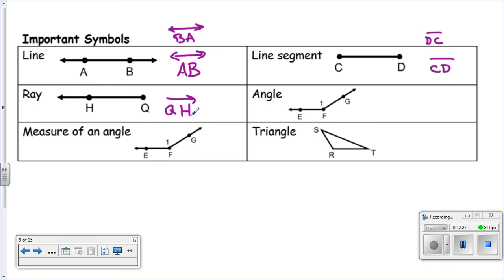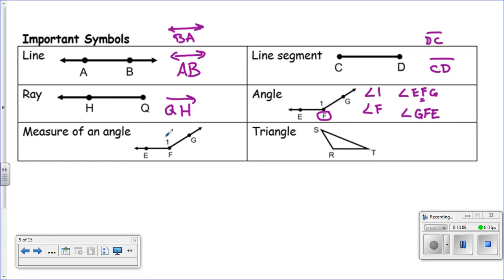Now an angle, angles are interesting. There's actually 4 ways to name this angle. You could say angle, there's your angle symbol, 1. You could also say angle F, because that is your point in the middle. That's your vertex there. But the proper way to do it is to use 3 letters. So you could say E, F, G, keeping in mind though that your F must be in the middle. Or you could say angle G, F, E. So that's 4 ways you could actually name that angle.